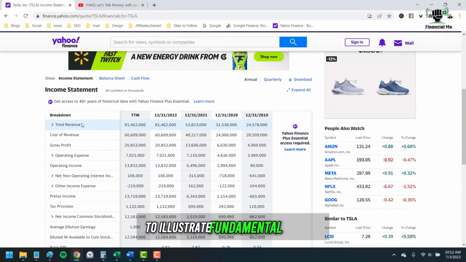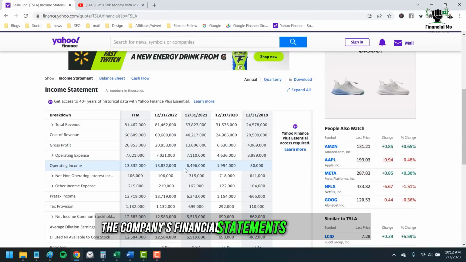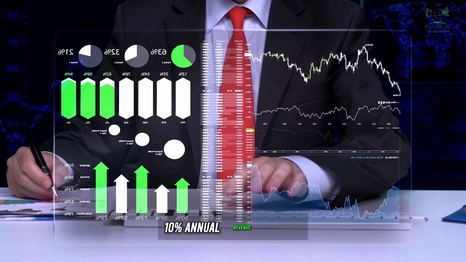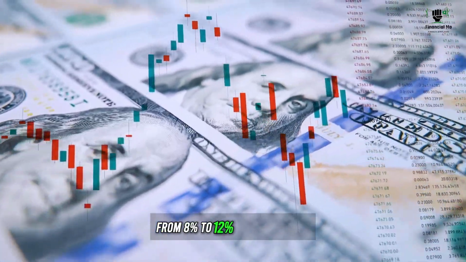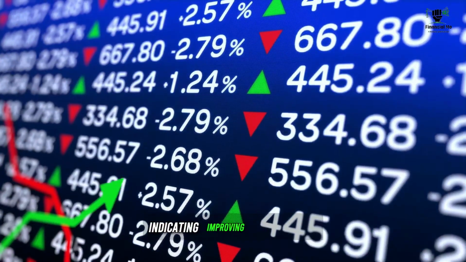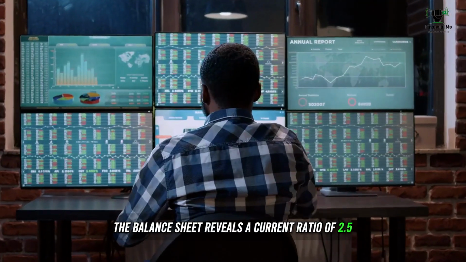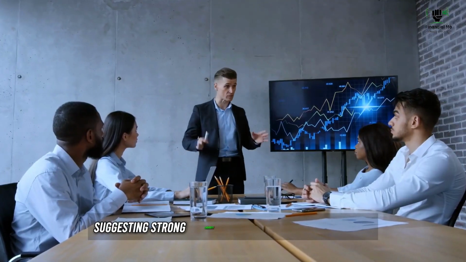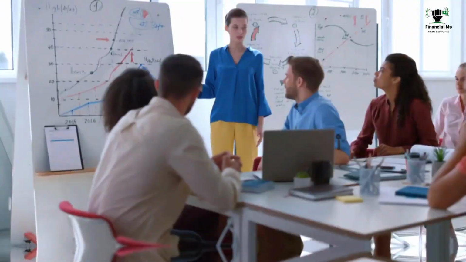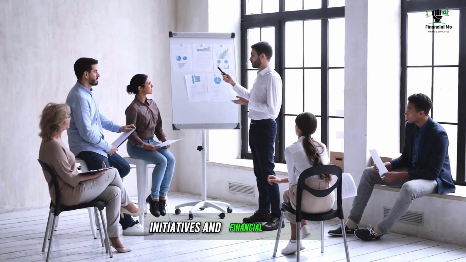Analyzing a stock. To illustrate fundamental analysis, let's analyze XYZ Corporation. The company's financial statements show consistent 10% annual revenue growth and an increasing net profit margin from 8% to 12% over 5 years, indicating improving profitability. The balance sheet reveals a current ratio of 2.5 and a debt-to-equity ratio of 0.4, suggesting strong liquidity and manageable debt levels. Positive operating and free cash flow support growth initiatives and financial stability.